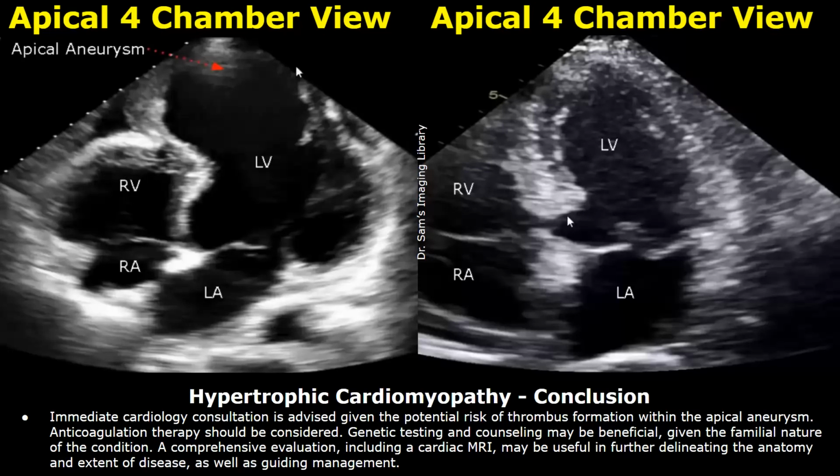Immediate cardiology consultation is advised given the potential risk of thrombus formation within the apical aneurysm. Anticoagulation therapy should be considered. Genetic testing and counseling may be beneficial given the familial nature of the condition. A comprehensive evaluation, including a cardiac MRI, may be useful in further delineating the anatomy and the extent of disease, as well as guiding management.